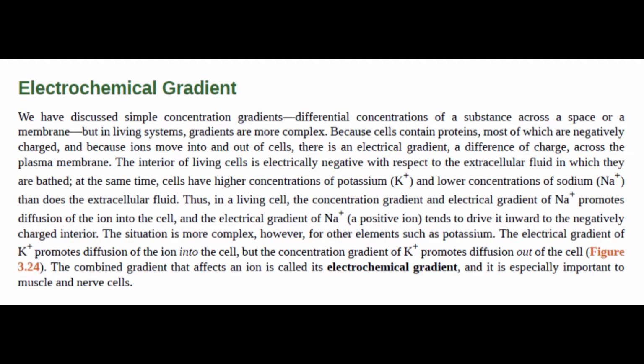The electrical gradient of potassium promotes diffusion of the ion into the cell, but the concentration gradient of potassium promotes diffusion out of the cell. The combined gradient that affects an ion is called its electrochemical gradient, and it is especially important to muscle and nerve cells.